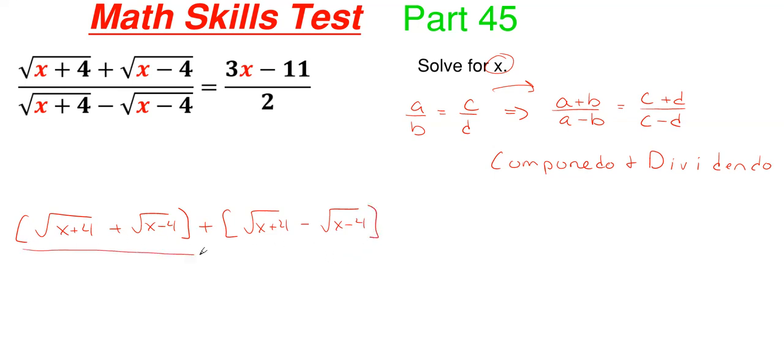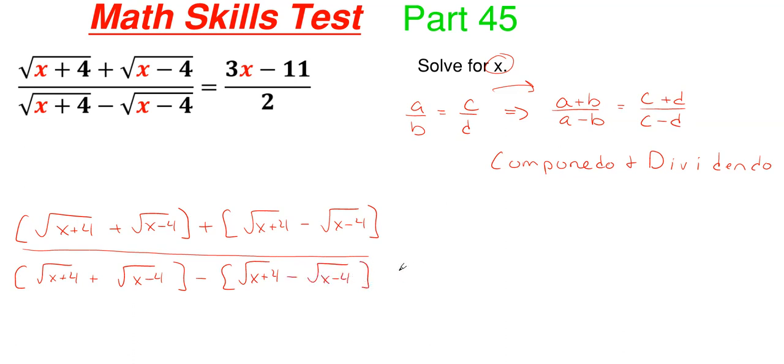And then all of that divided by A minus B. So basically the same copy of this, but just with a minus here. So this would be the square root of x plus 4 plus the square root of x minus 4, and then subtracting the square root of x plus 4, subtracting off the square root of x minus 4. Alrighty, the other side's a little bit easier because this is just C and the 2 is equal to D. So I would have 3x minus 11 plus 2 divided by 3x minus 11 minus 2.